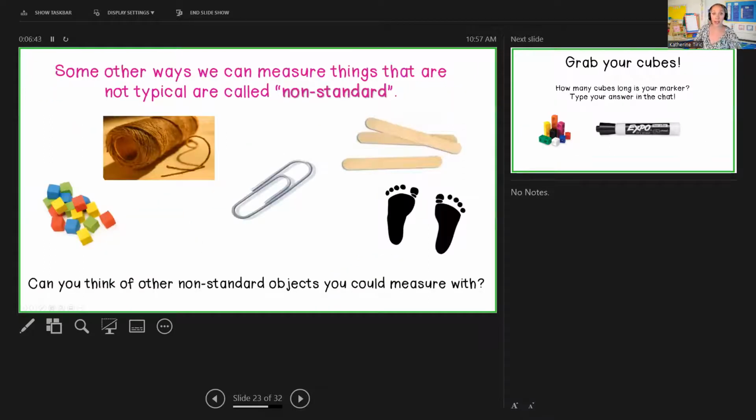Some other ways that we can measure, they're called non-standard ways of measurement. Okay, so these are going to be like when we use cubes. Okay, so all of these ways that you see here, these are all things that you can use to measure something. You would place the same thing over and over and over on something to measure it.